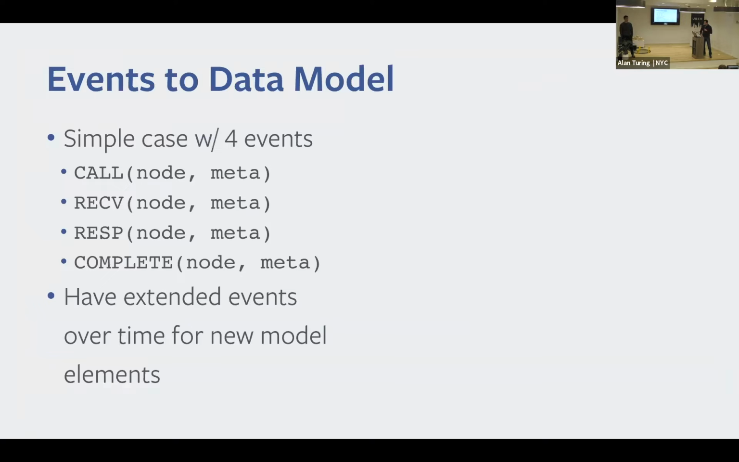So this is just an example of how the events map to the data model. It's not all of the events that we have. We've got more now, but essentially at the lowest layer of this, we have a wire protocol that splits up into events like call, receive, create block, create point, create edge, end edge, things like that.